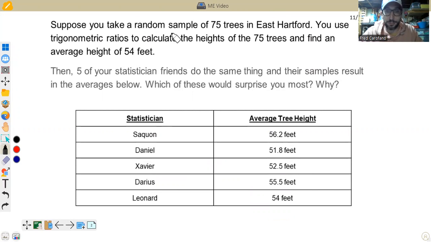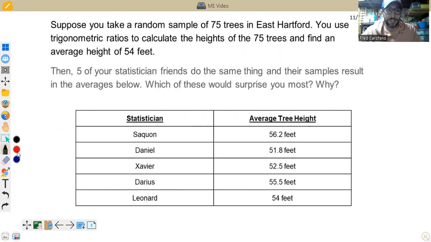So suppose you take a random sample of 75 trees in East Hartford. Using some trig ratios, we'll learn how to do that in the spring, to calculate the heights of 75 trees, we find an average height of 54 feet. Now, let's say here our goal is to find the average height of all trees in East Hartford, but I don't have time to measure the heights of all the trees, so I just want to use a random sample.